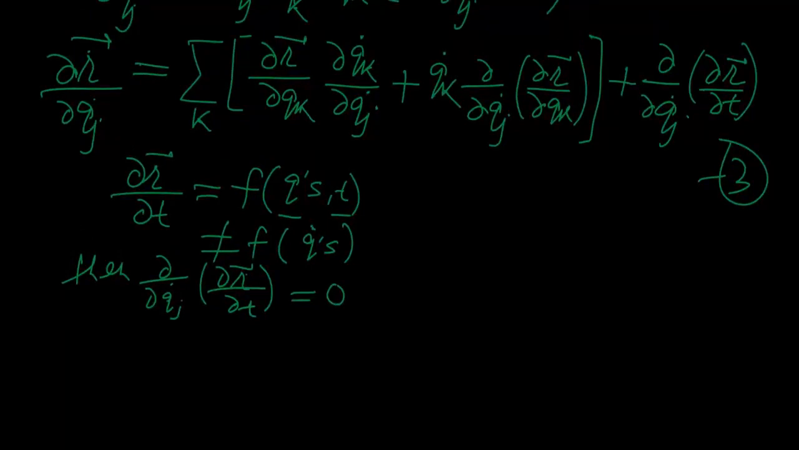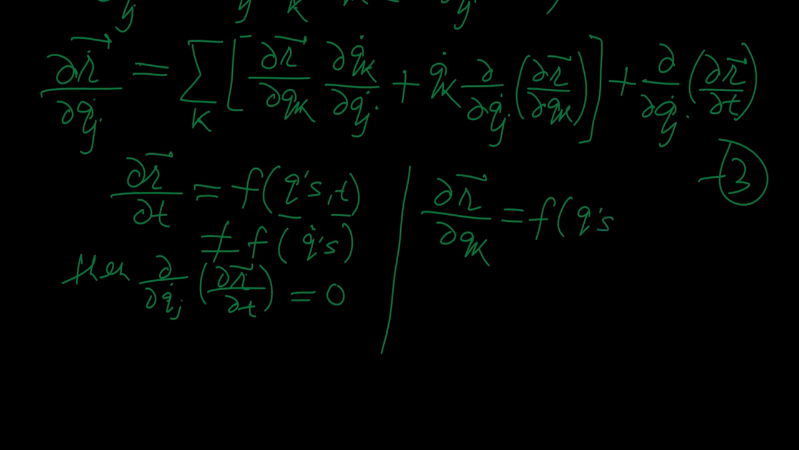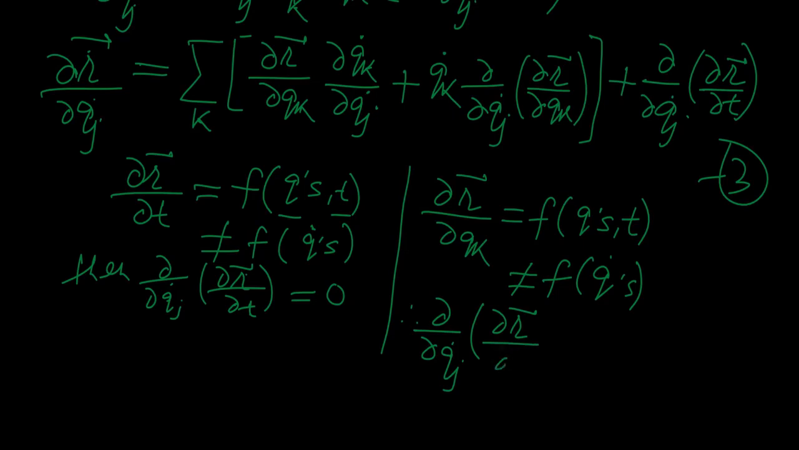Now again, you see here this ∂/∂q̇j of ∂r/∂qk. In fact, this is also a function of different values of generalized coordinates q1 to qf and possibly time, and it is also not a function of q dot. It is not a function of generalized velocities. So we may say that ∂/∂q̇j of ∂r/∂qk will be what? This will also be equal to zero.